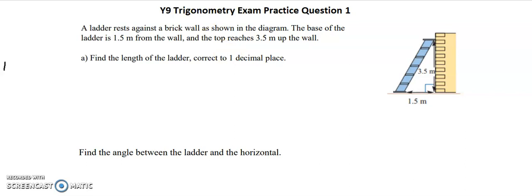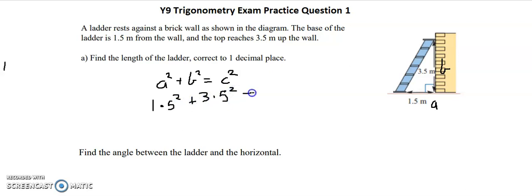So this is where we are going to use Pythagoras theorem. And we know Pythagoras theorem is a squared plus b squared equal to c squared. So we know that these sides we have are the shorter sides, which is our a and b. So we've got 1.5 squared plus 3.5 squared, and it's equal to c squared.